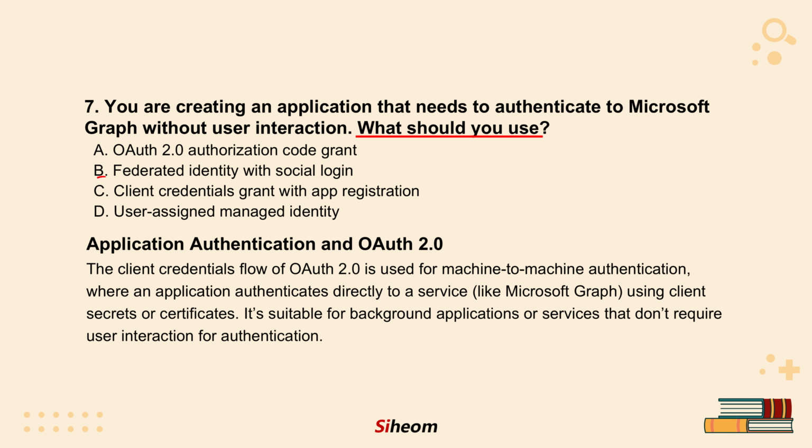Well, options A and B, the authorization code grant and federated identity with social login, both fundamentally involve user interaction and consent. Right. A person needs to be there. Exactly. Option D, user-assigned managed identities, allows an Azure resource to authenticate without embedded credentials, which is great. But the client credentials grant is the standard OAuth 2.0 flow, specifically designed for this scenario of a registered application authenticating directly. This is really important information, I think, for developers and anyone responsible for managing application integrations. Understanding the client credentials grant is fundamental for building secure and automated workflows between applications. It's absolutely a cornerstone concept in application authentication within the Microsoft Cloud ecosystem.